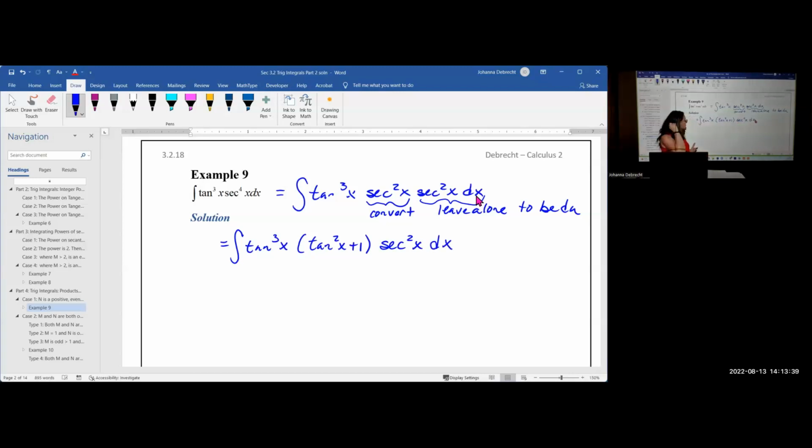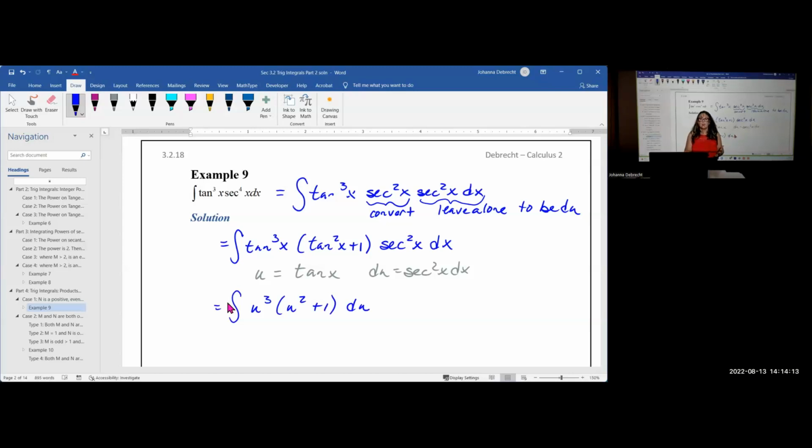Now I'm going to do a u substitution. My u is going to be tangent of x, and my du is secant squared of x dx. So this one is not too terribly awful. It's actually kind of easy compared to what we saw with powers of secant. So u is tangent of x, and du is secant squared of x dx. This can be rewritten as the integral of u cubed times u squared plus 1 times du.